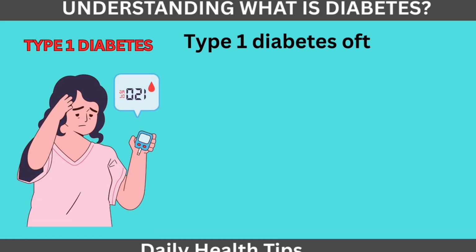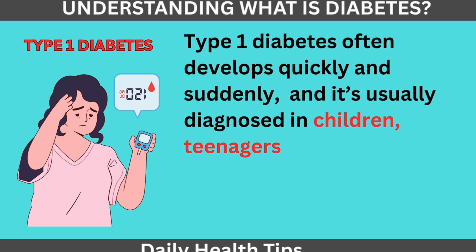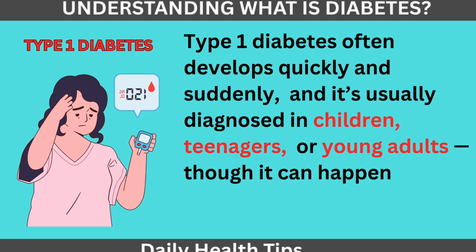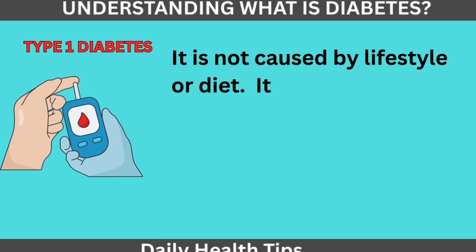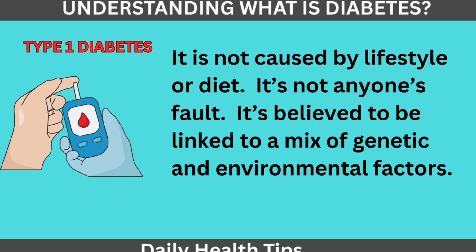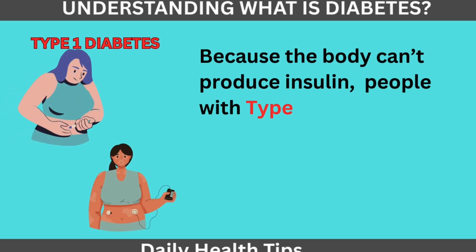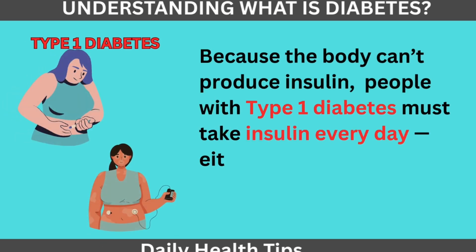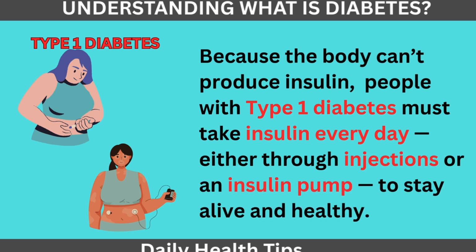Type 1 diabetes often develops quickly and suddenly, and it's usually diagnosed in children, teenagers, or young adults, though it can happen at any age. It is not caused by lifestyle or diet. It's not anyone's fault. It's believed to be linked to a mix of genetic and environmental factors. Because the body can't produce insulin, people with type 1 diabetes must take insulin every day, either through injections or an insulin pump, to stay alive and healthy.